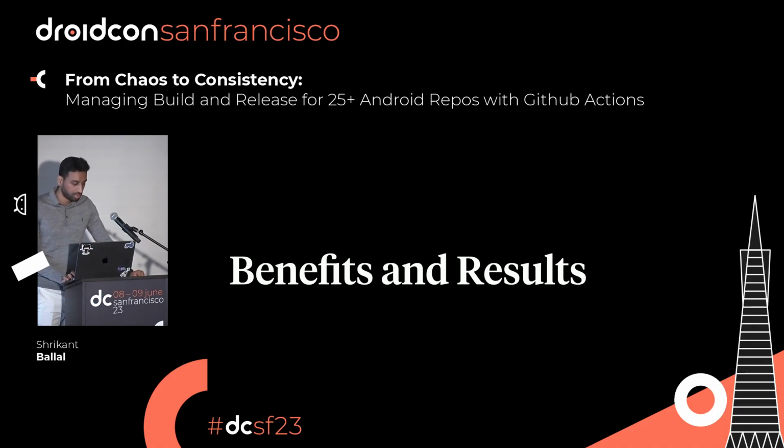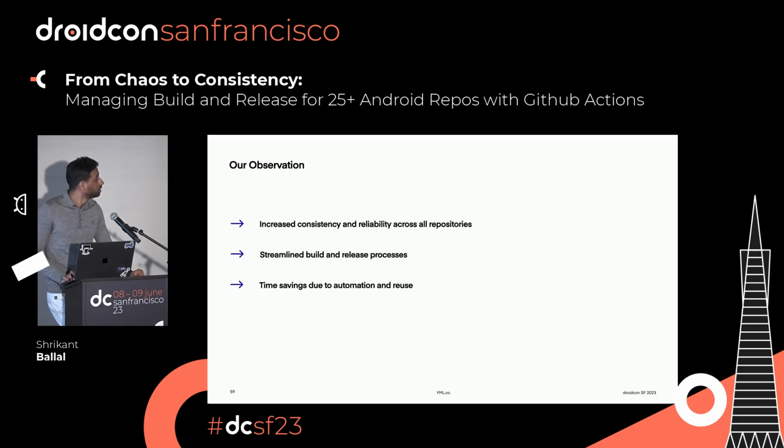So what benefits did we see, and what are the results that we observed? It is increased consistency and reliability across all repositories. We identified that there are repositories that have zero code coverage. So we started using Sonar quality gates. We created a plan for these kinds of repositories to go from 0 to, say, 2%, 2% to 5%, and how we can increase our code coverage and overall quality standards there.